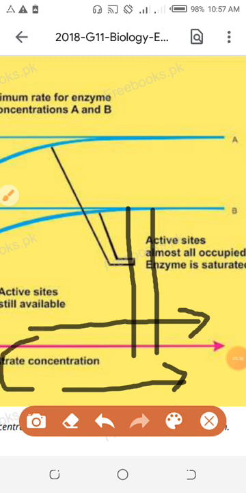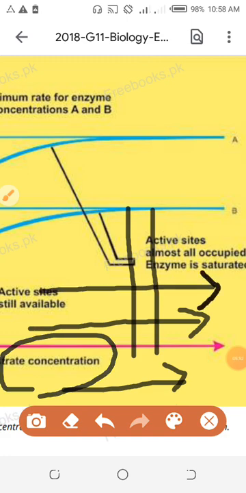When I move towards the right side of the x-axis, it means I am increasing the substrate concentration. You can see here is written substrate concentration. So when I move towards the right side, it means substrate concentrations are being increased. You are moving towards the right side, substrate concentration increasing. Of course, there is no problem, until now there is no problem.